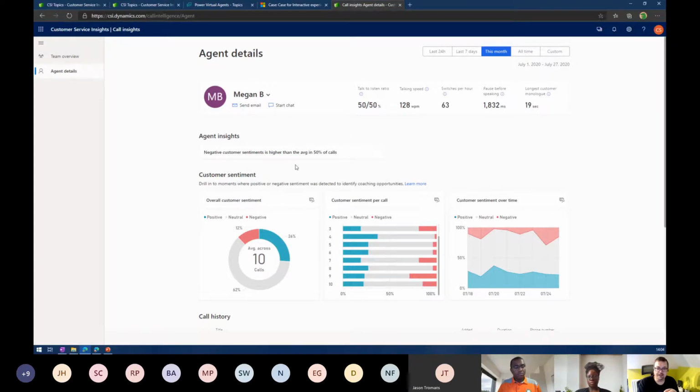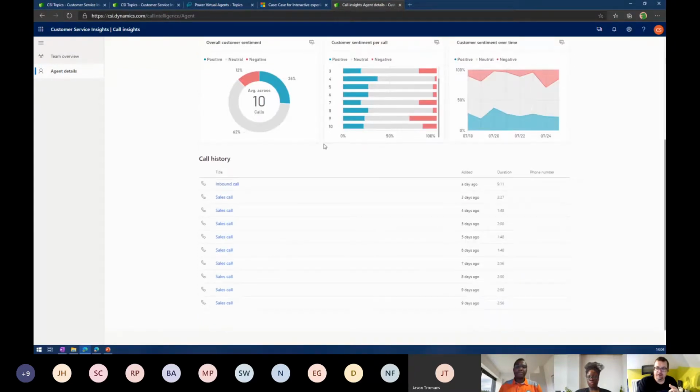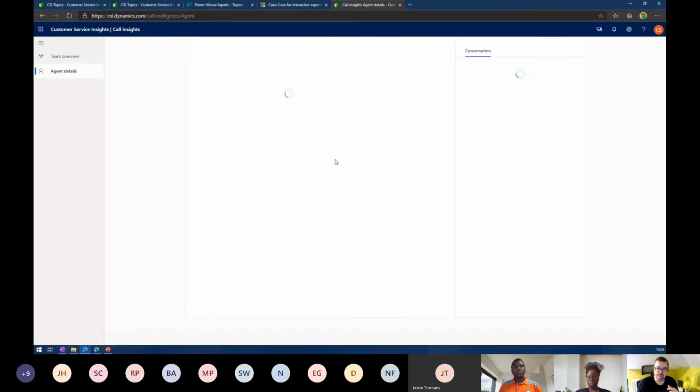It's also given us key insights here that we're getting higher than average negative customer sentiment in her calls. So that's something that is basically making the manager aware there might be something that we need to train Megan on. And this is all the calls that were logged for her. These are all the call lengths and the time that each of them was taken. So this is basically allowing an individual manager to drill down into this call data and to listen to an individual call.